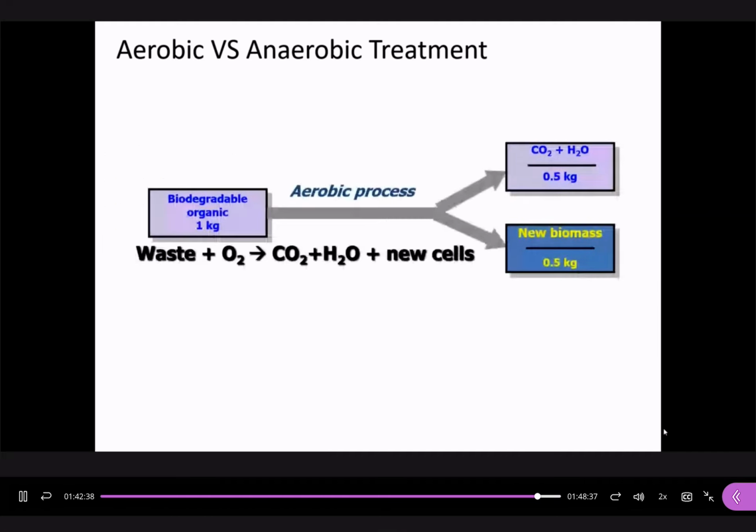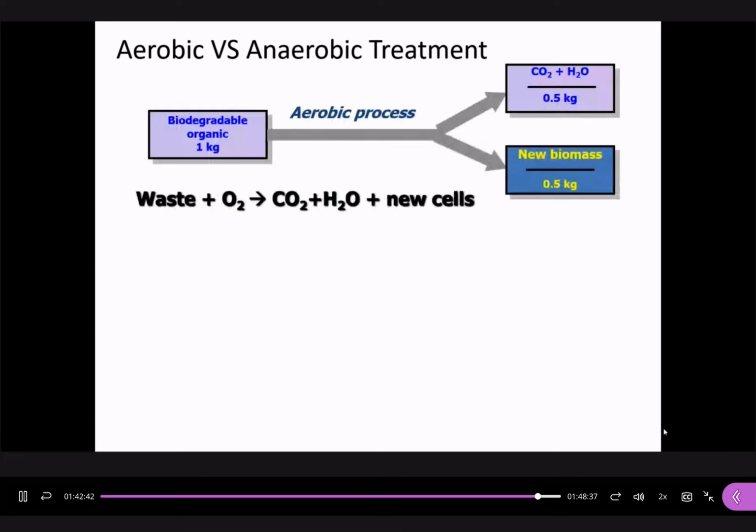All right, so final slide. We compare the aerobic process and anaerobic process in a material flow chart. This is aerobic. If we start with 1 kilogram of biodegradable organics, we'll pretty much get around 50% for production of energy, respiration, and 50% for biomass production, cell synthesis. This is a rough number. It's not necessarily 0.5. It could be 0.4, it could be 0.6.